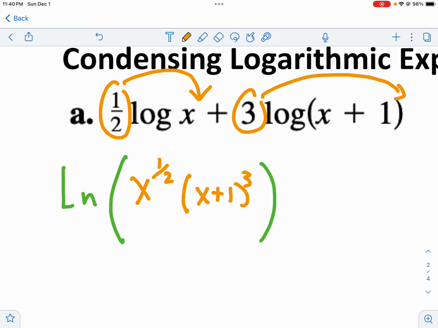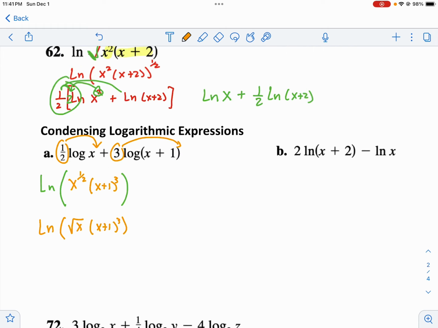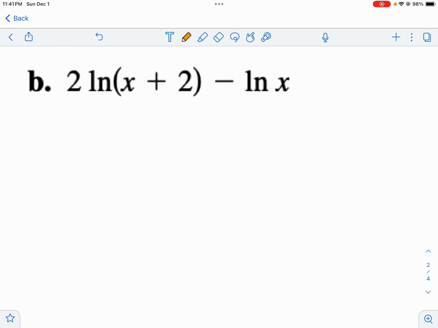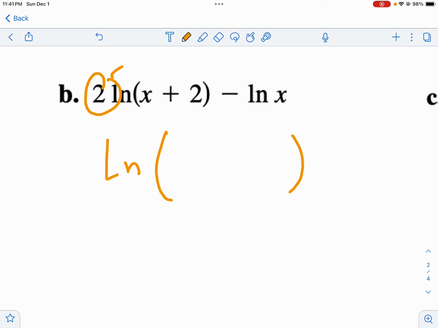And let's just make it prettier. You can put a multiplication sign there if you want. You don't have to. So this is the square root of x times x plus 1 to the 3rd power. So real quick, it's going to be a natural log. Again, you're going to have 1. This 2 is going to come back. So that's x plus 2 squared. This is a minus, so it's a division, and then x on the bottom. And then that's it.